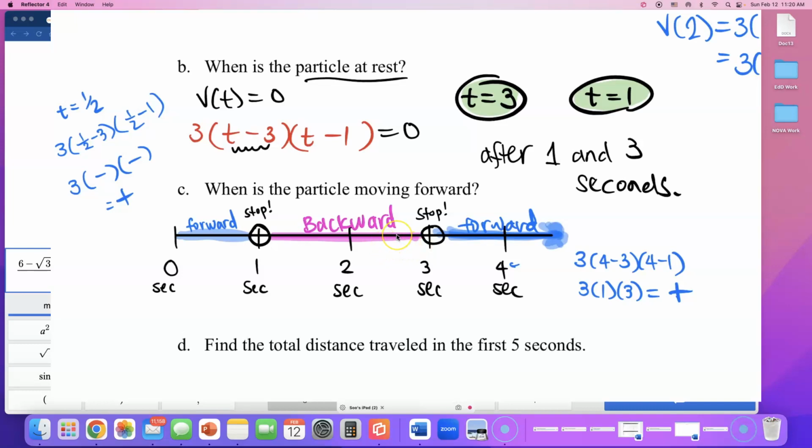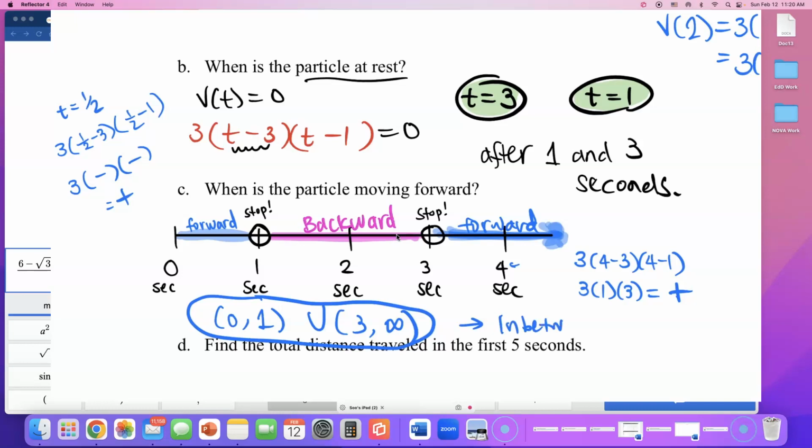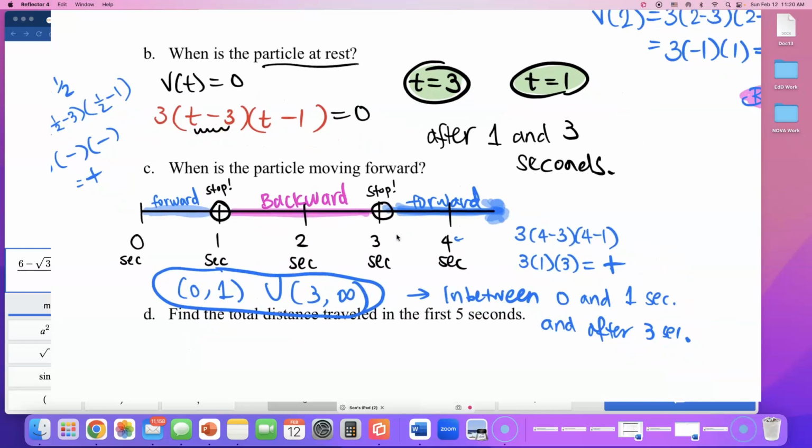Okay? So when is this particle moving forward? In between 0 and 1 second, and after 3 seconds and on. So like 3 to infinity. So that will be the answer in interval notation. But I can write this out as in between 0 and 1 second and after 3 seconds and on. Okay, so that is when this particle is moving forward.